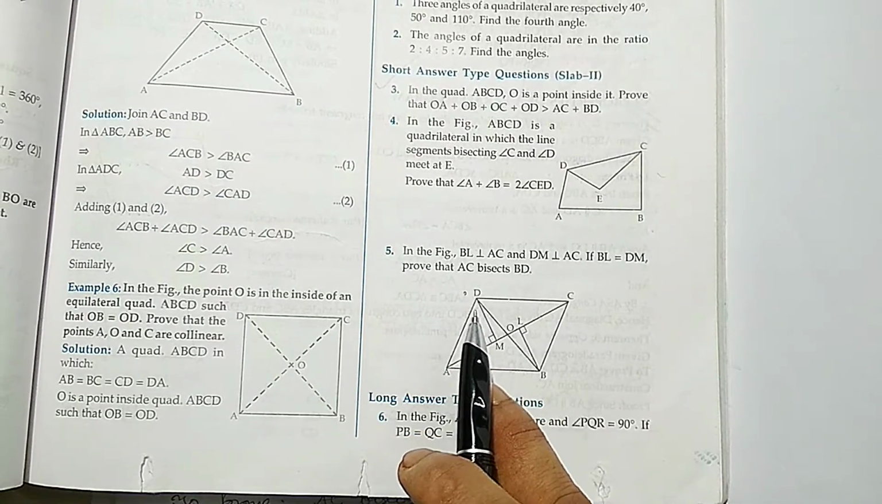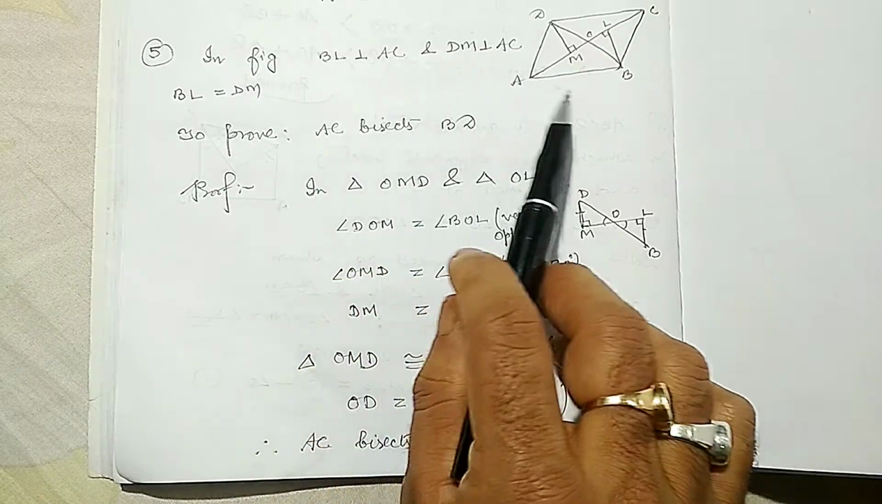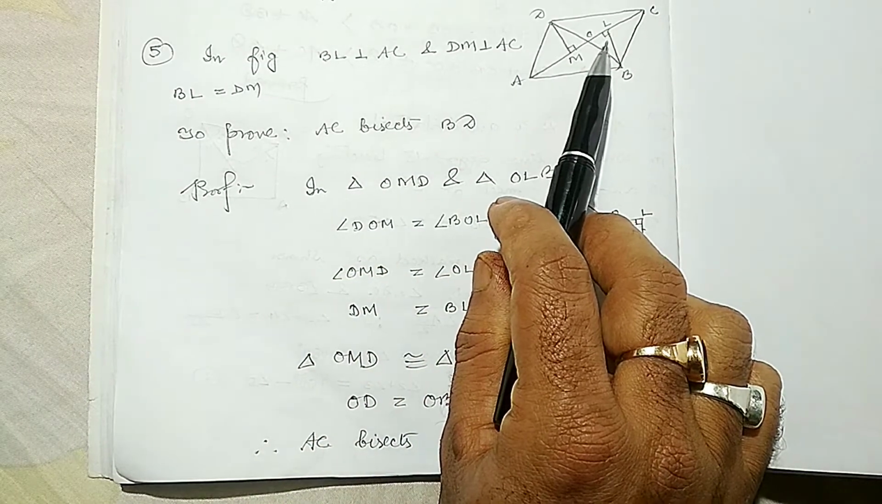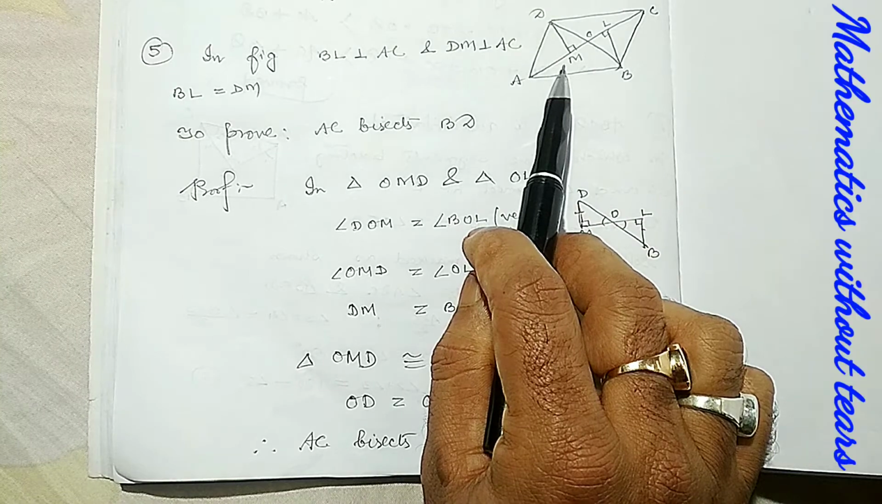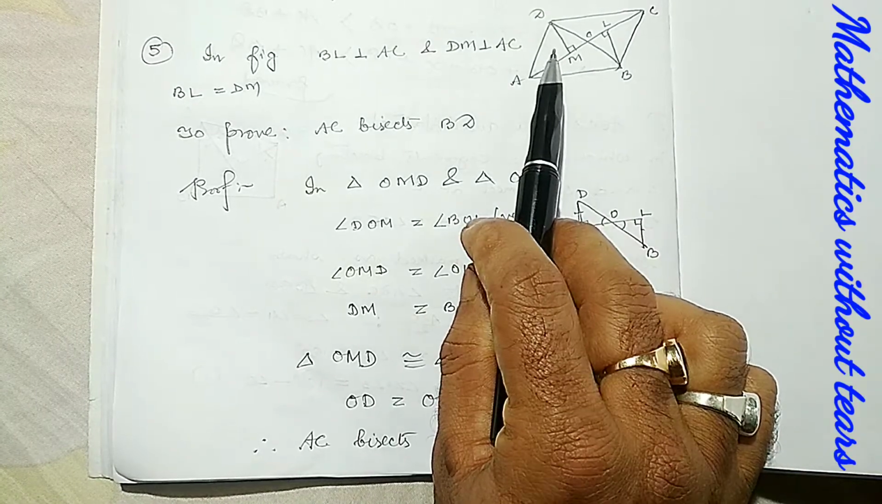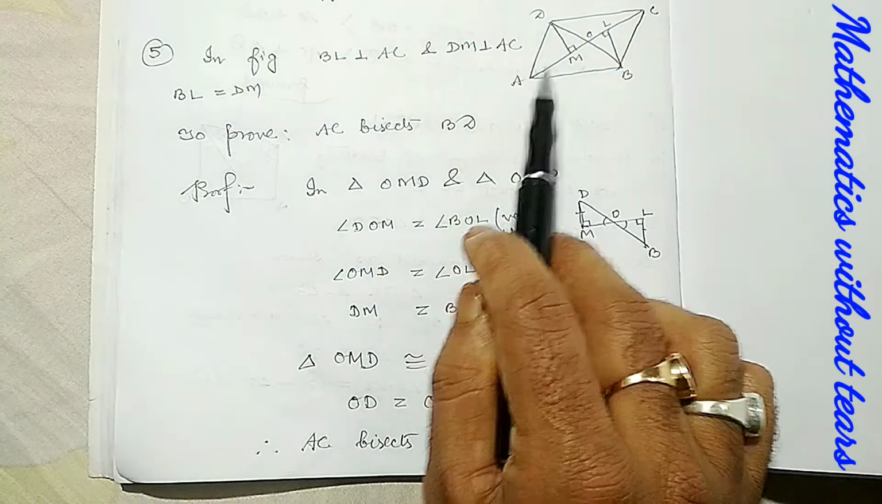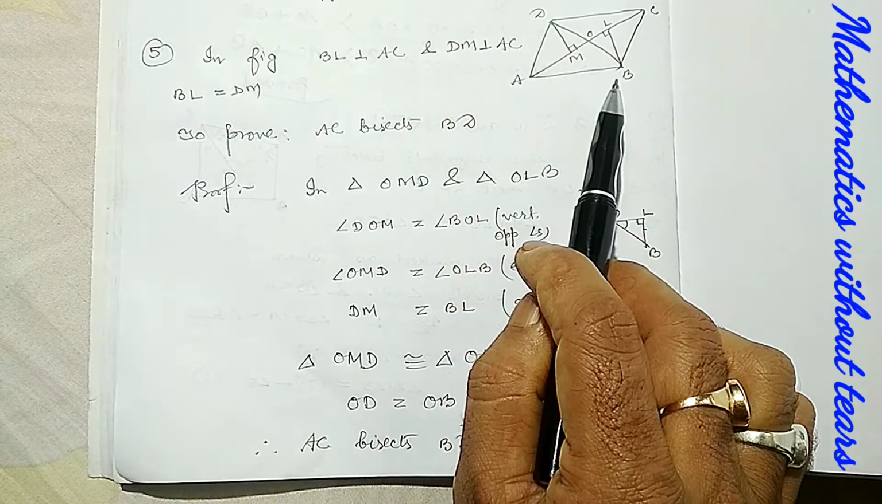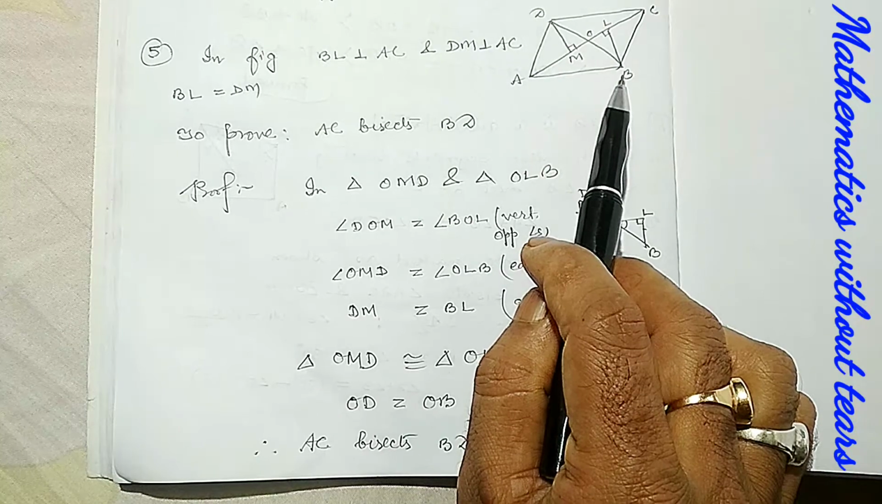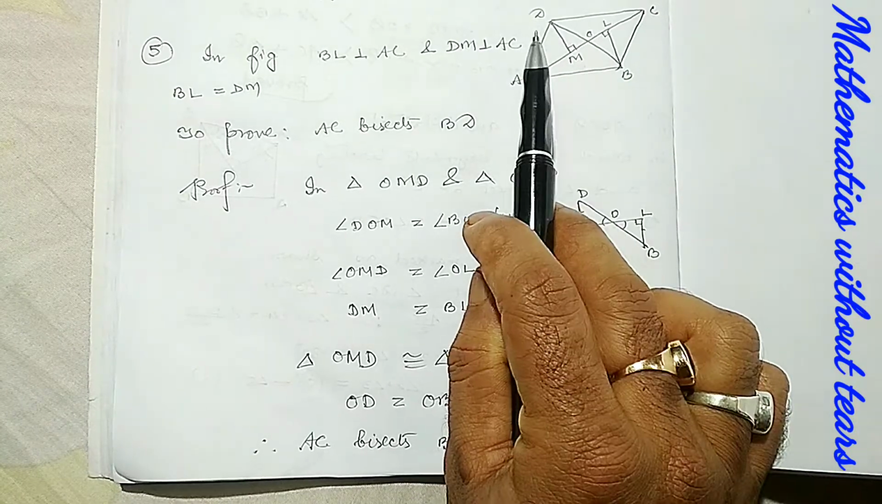Let me solve the sum. As given in the question, BL is perpendicular to AC, DM is perpendicular to AC, and BL equals DM. We have written this in the given part. What are we to prove? That AC bisects BD. So indirectly we can say we have to prove BO equals DO.